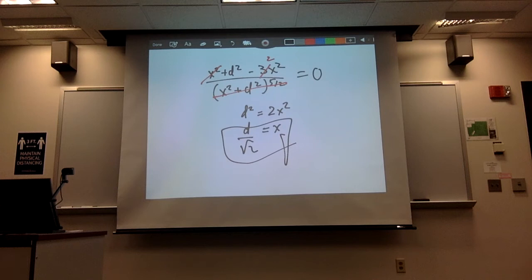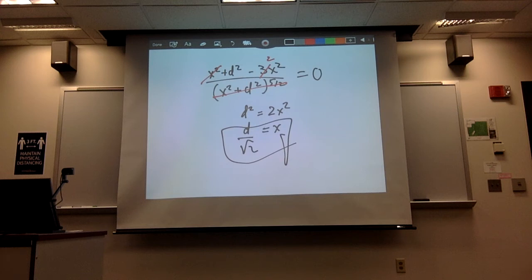Real quick, would this be the answer? Right, and then. Well, be careful, that's an x squared in the square. Oh, yeah. So that becomes a, so it's going to be a d squared over 2.